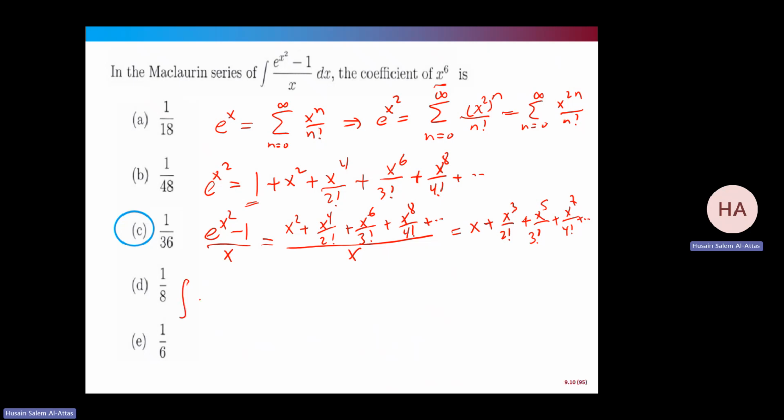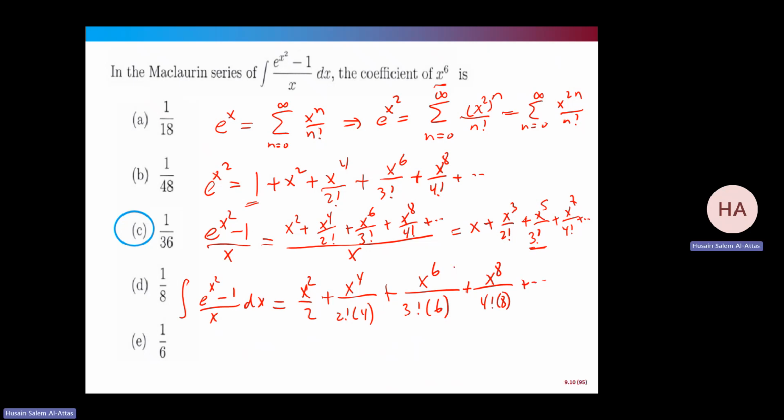Okay, now I need to integrate this. Integrate e to the power this, which means I need to integrate this one. So I have x squared over 2. That will not give me the coefficient of x to the power 6. So that will be plus x to the power 4 over 2 factorial times 4, I don't need it. This is x to the power 6 over 3 factorial times 6, plus x to the power 8 and the rest. This is what I need. So I have 3 times 2 times 1, which is 6, times 6. So I have 1 over 36 times x to the power 6. So this will be my answer.